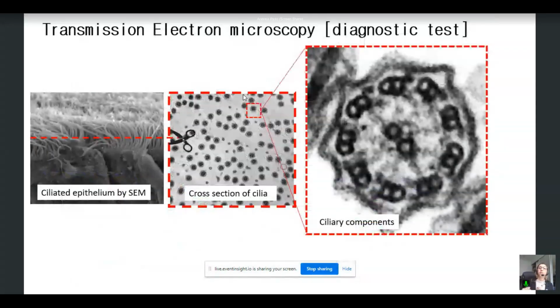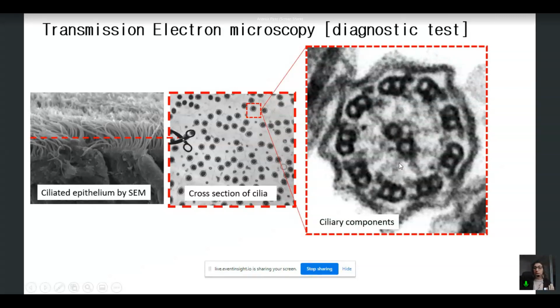Electron microscopy is still a gold standard test to diagnose PCD because it's very specific and we can detect a lot from the images. Here, for instance, you have cilia on top of the cells in a scanning electron microscopy image. But what we actually use is transmission electron microscopy, because we want to look inside the cilia. We want to look at the cross section, like if cilia were hair, we would cross section them and look inside. And this is the beautiful cartwheel structure that the cilia have.